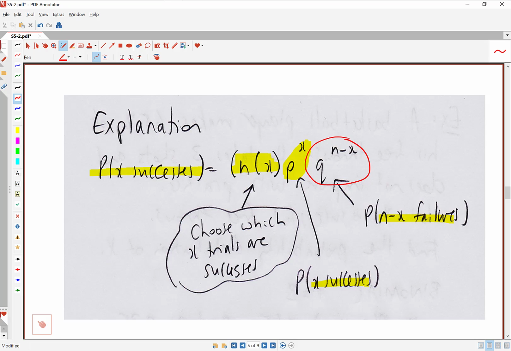Probability of X successes in a binomial experiment, you're going to do your NCX. I'm just going to make that C a little bit easier to read. So the NCX chooses which trials are successes, and then you account for the probability of the successes here, and then probability of failures here.